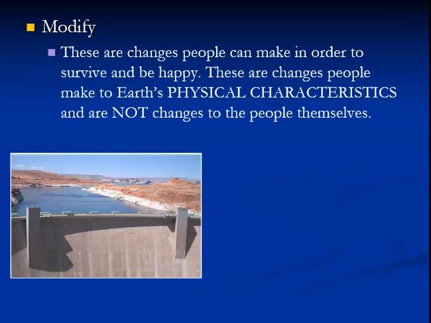One example is building a dam. Okay? Dams can, in many ways, allow people to live and be happy in certain parts of the world. There are many benefits to a dam. Of course, there are drawbacks as well, but this is an example of modification. Humans have actually changed the path of this river so they can survive and be happy.